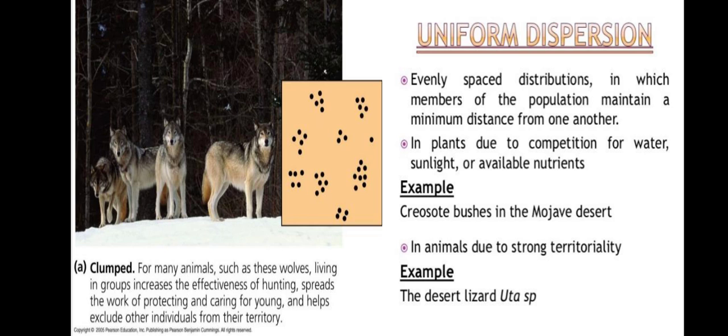The next one is uniform distribution. The uniform distribution is an evenly spaced distribution in which the members of a population maintain a minimum distance from one another. In plants, it is due to competition for water, sunlight, and available nutrients. For example, creosote bushes in a major desert. In animals, it is due to strong territoriality. For example, the desert lizard Uta species.